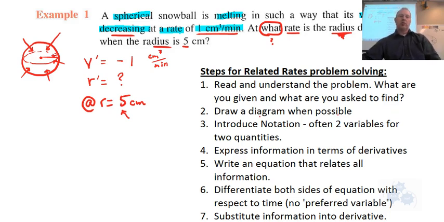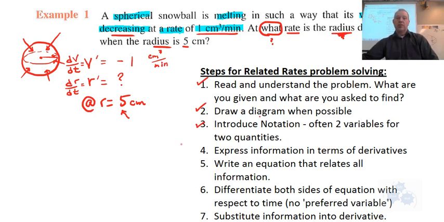Draw a diagram if possible. You don't have to, but I think it's always a good idea. Introduce notation. We've set V as volume and R as radius. We've set V prime as the change in volume and R prime as the change in radius. The Leibniz notation, just for curiosity, is going to be dV with respect to time, dV dt, and this is going to be dr dt. But you don't have to use that notation if you're uncomfortable with it. I'm fine if you don't. So introduce notation, often two variables for the two quantities.